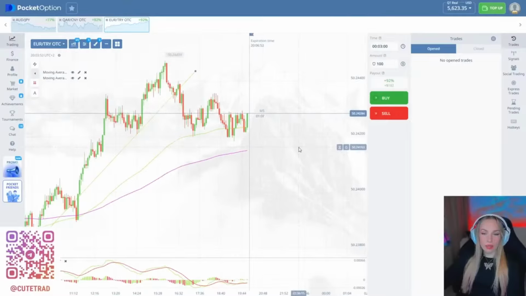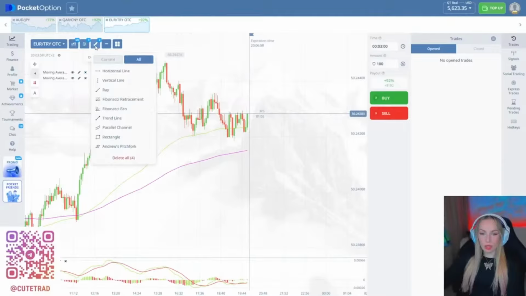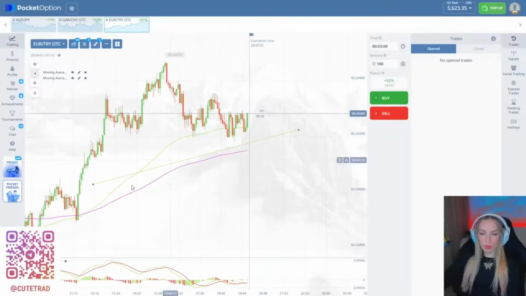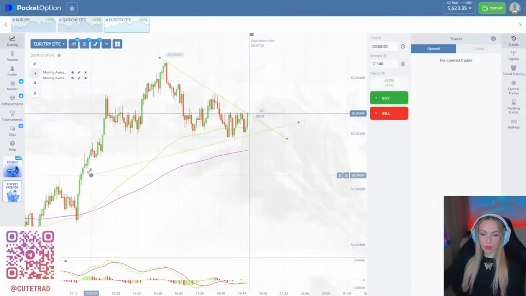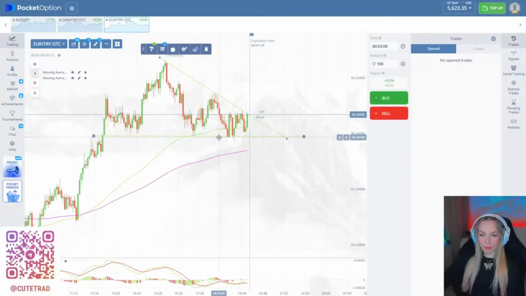And the next one is this one, which is moving in a downward channel, I think, or maybe even a triangle. I think, by the way, it's a triangle. Look, the resistance is right there, and the support. Let's see where the support is, because it seems to me somewhere there. And this is a descending triangle, so the price will go down.